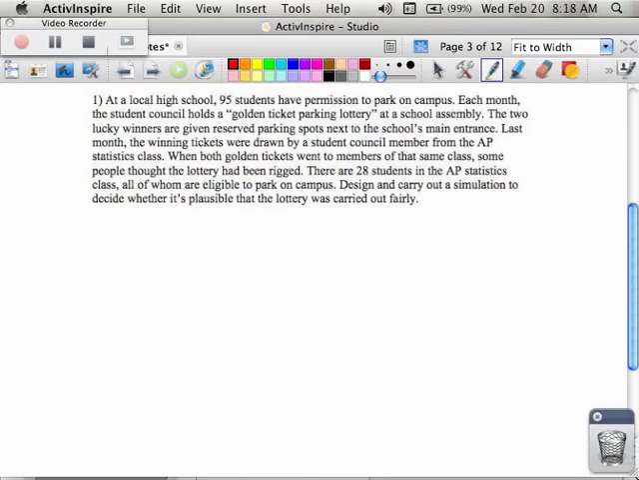we have a local high school where 95 students have permission to park on campus. Each month, the student council holds a golden ticket lottery at a school assembly. 2 lucky winners are given reserved parking spots next to the school's main entrance. Last month, the winning tickets were drawn by a student council member from the AP Stats class. When both golden tickets went to members of that same class, some people thought it was rigged. There are 28 students in the AP Stats class, all who are eligible to park on campus. Carry out a simulation to decide whether it's plausible that it was carried out fairly. So let's take the 4 steps into account.